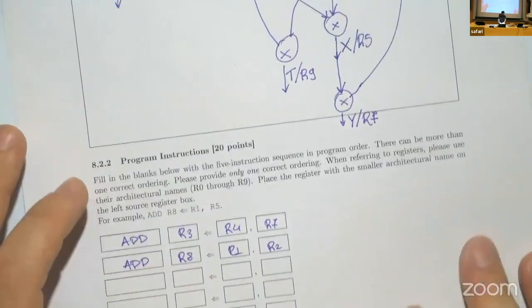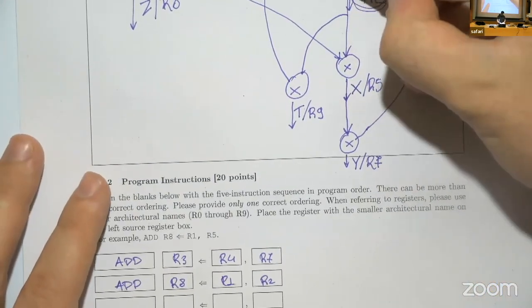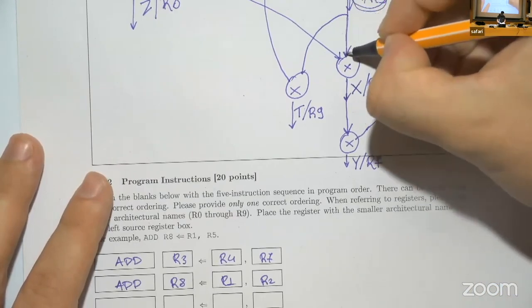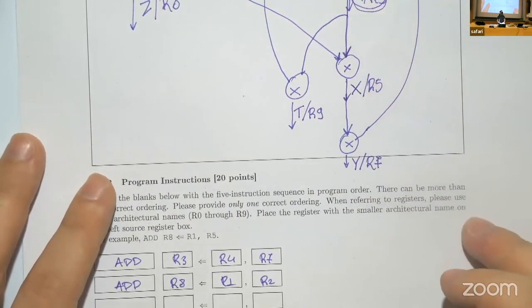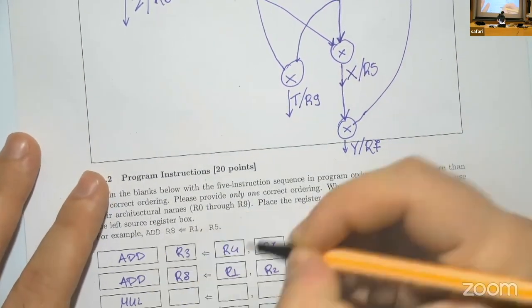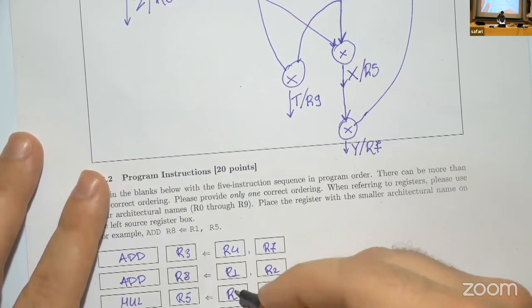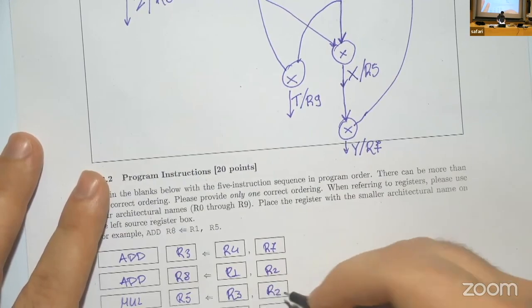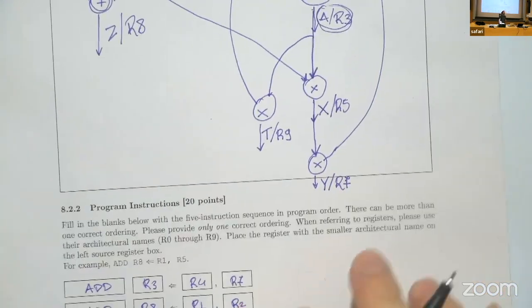Okay, so what's the next one? The next one we need to do is we use the register R3 and the register R2 to come up with a result in R5. So it's a multiplication. The result is in R5, R3, and R2. I mean, yeah, the opposite way. It's not important, but yeah.